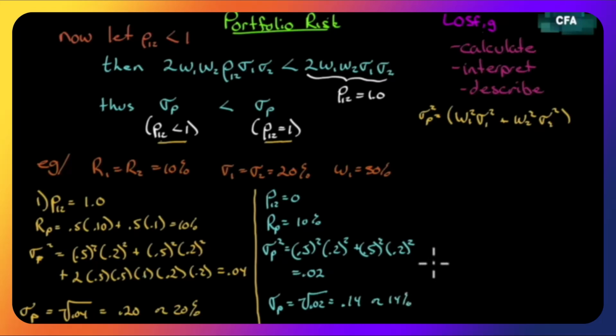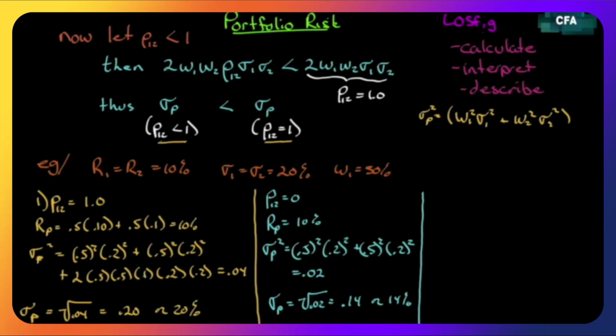14%. So we have 50% of our portfolio in asset 1, 50% in asset 2. They both have a standard deviation of 20%. Zero correlation. Combining the two brings us down to 14%. The same return, but our risk is lower. It's a less risky portfolio. In other words, we're achieving the same return with lower risk.